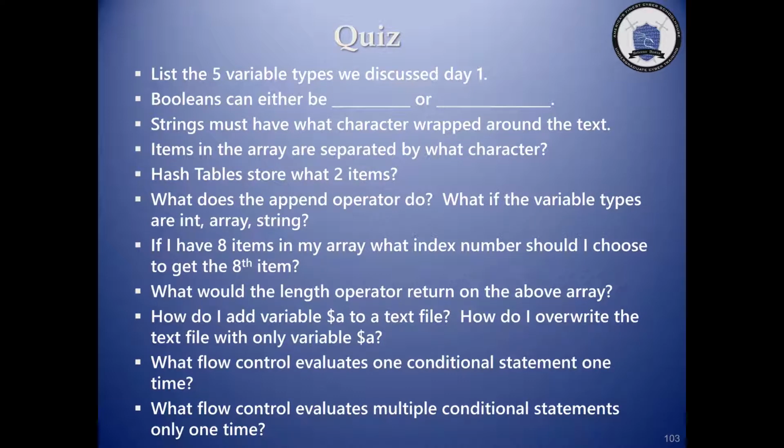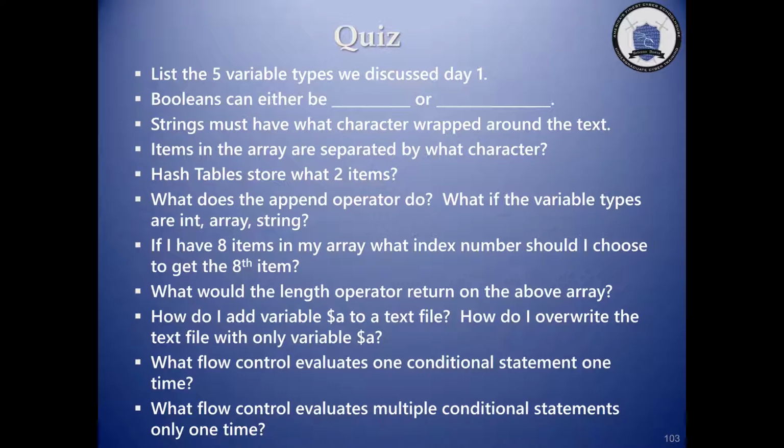If I have 8 items in my array, what index number should I choose to get the 8th item? That would be index 7. Remember, index 0 is the first item. What would the length operator return on the above array? It would return 8 because there are 8 items in that array.